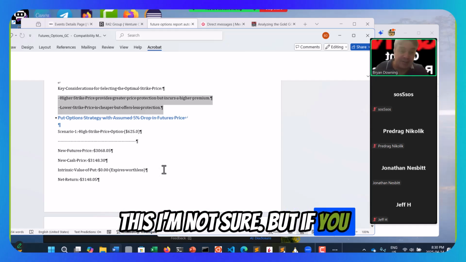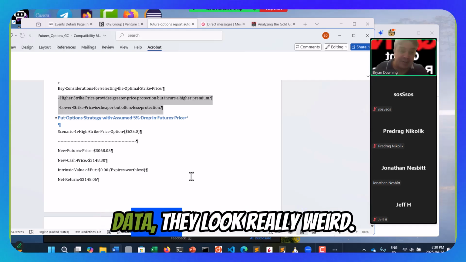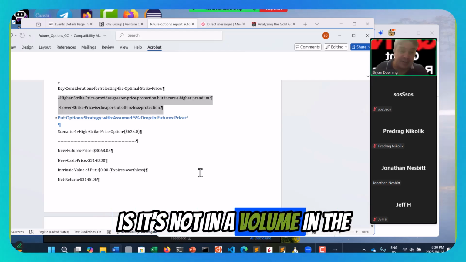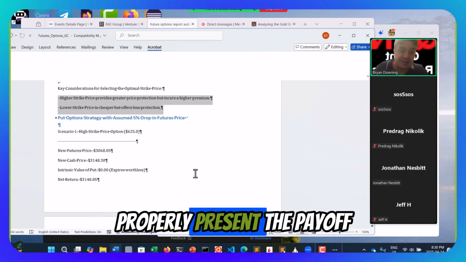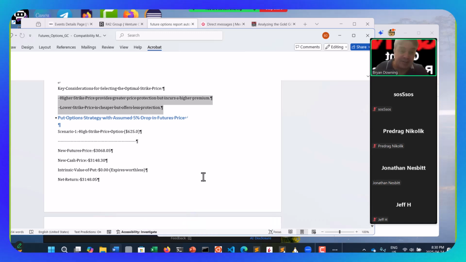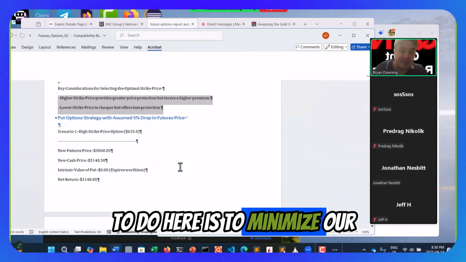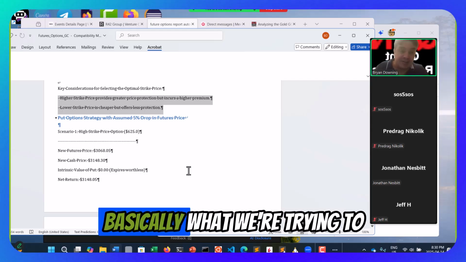This I'm not sure, but if you went through some of the other contracts or the other type of data, they look really weird. I think a lot of it has to do with there not being enough volume in the price to properly present the payoff diagram. Okay, so again, what we want to do here is minimize our risk and maximize our profit using the options. That's basically what we're trying to do here.